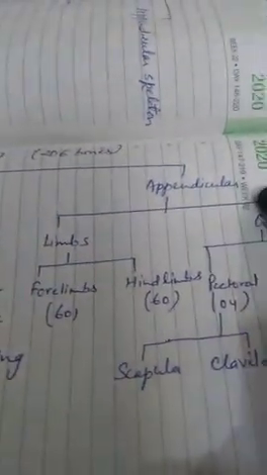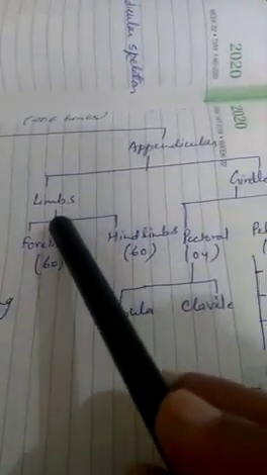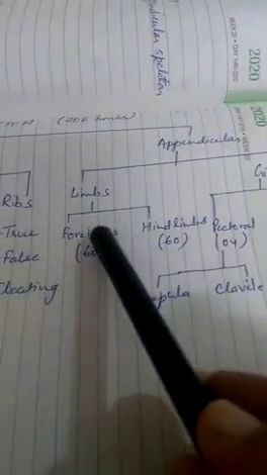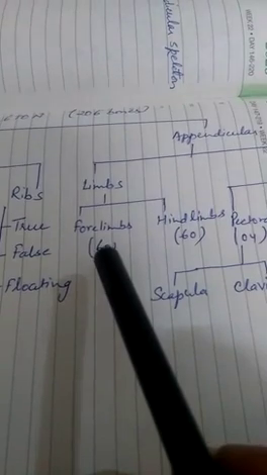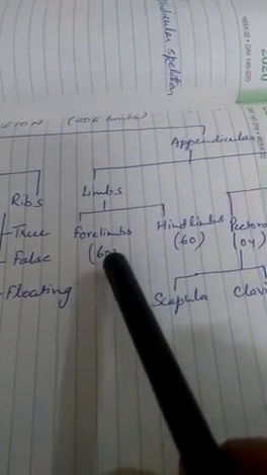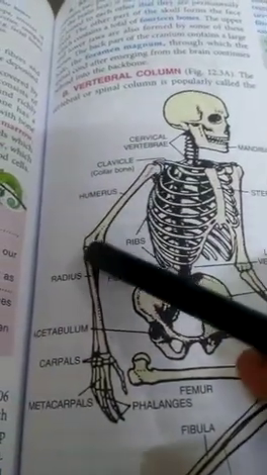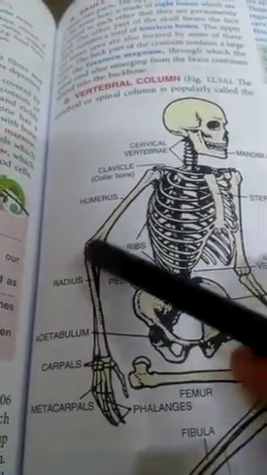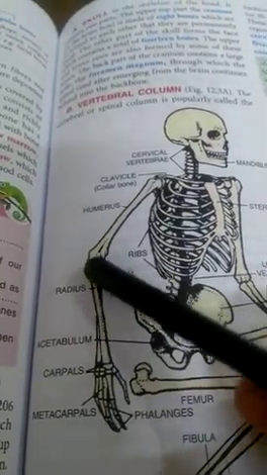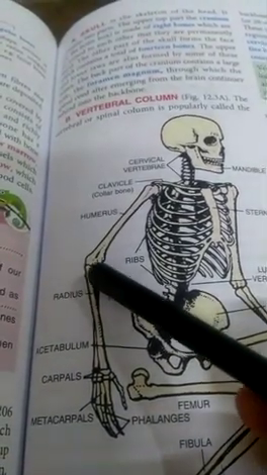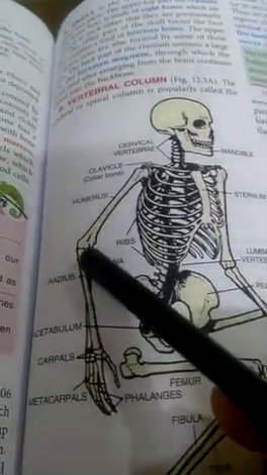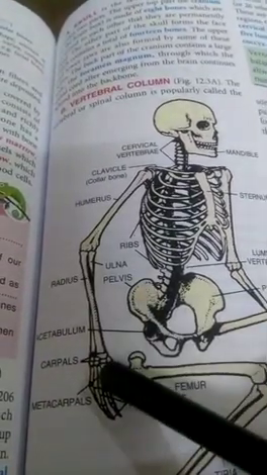Now, appendicular skeleton. Appendicular skeleton include limbs and girdles. Limbs. There are 2 forelimbs and 2 hind limbs. In each limb, there are 30 bones. Now, let us see what are these 30 bones. First, look at the forelimb. This bone is called humerus. Now, this bone is made by the fusion of 2 bones, radius and ulna. So it is called radio-ulnar bone. Radius and ulna, these 2 bones fuse to form radio-ulnar bone.